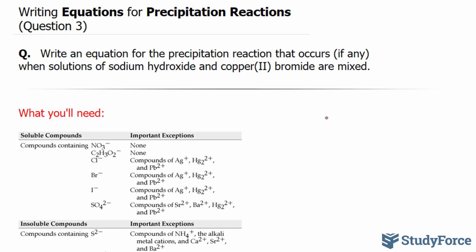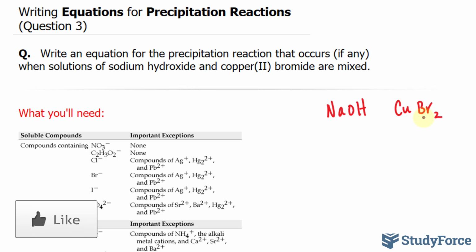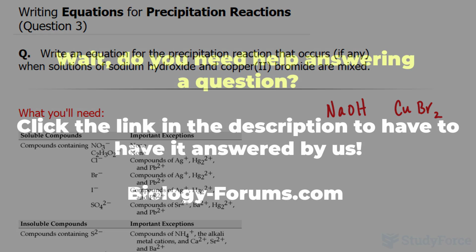Sodium hydroxide is NaOH, and copper(II) bromide looks like this, CuBr, and it's Cu 2+, so that 2 will go over here. And since our anion bromine has a charge of 1-, that's our final chemical formula: CuBr2.